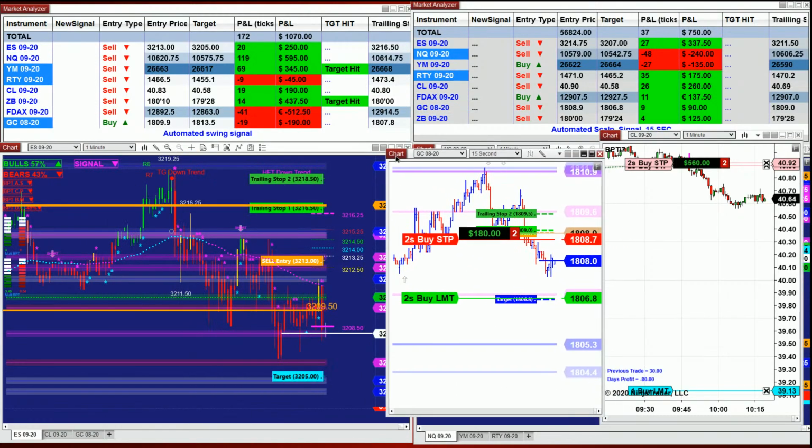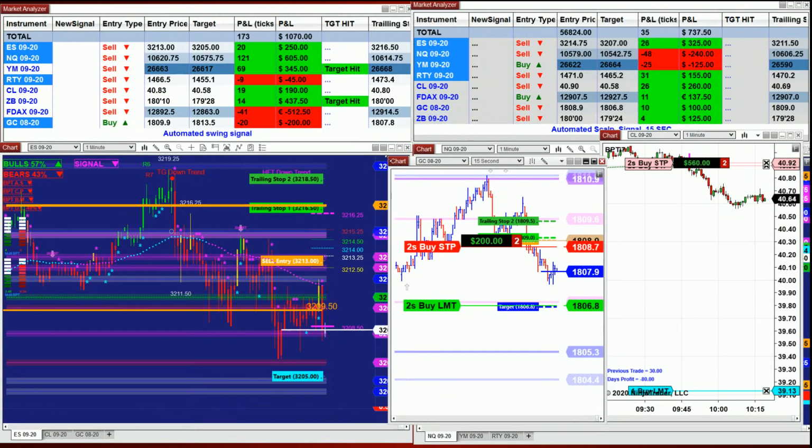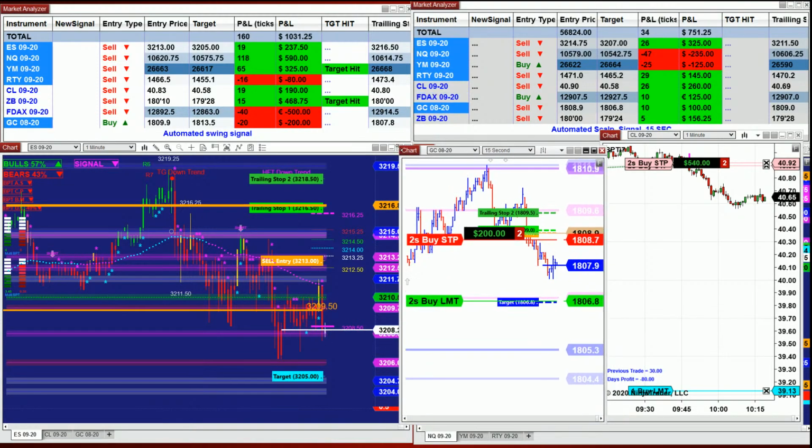But there is no trade at the moment on any of the swing trading or scalping. There is nothing actually. There is no trade.